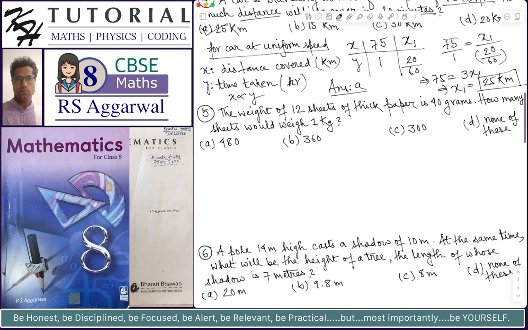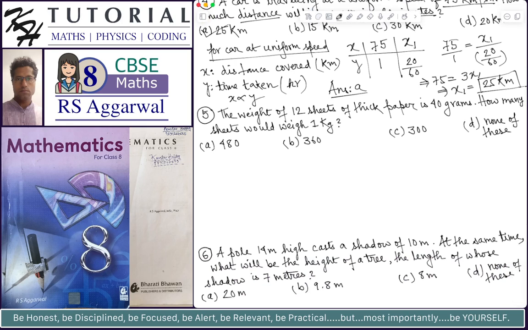So let's solve problem number 5. The weight of 12 sheets of thick paper is 40 grams. How many sheets would weigh 1 kg? Definitely the thickness of each paper is fixed, it is not changing. So we can say for paper of same thickness, all the paper considered are of same thickness.